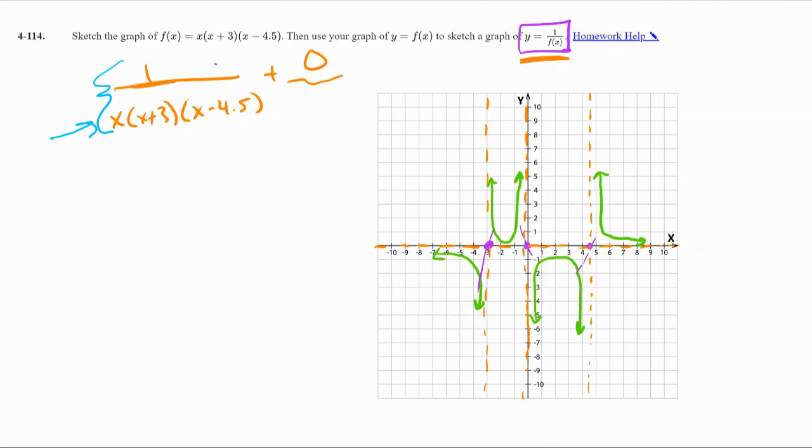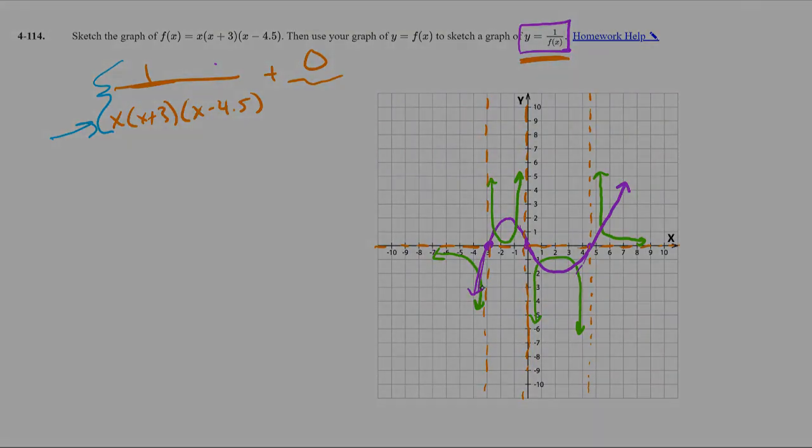So the purple was my original, I'll go ahead and sketch this again one more time, was my original function, whereas the green is the sketch of the reciprocal function.